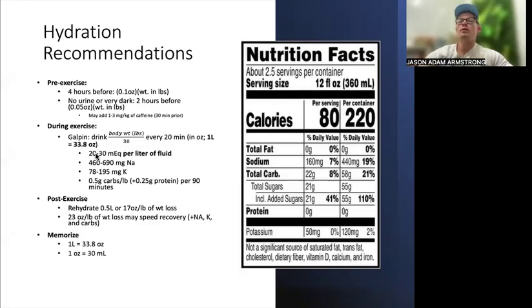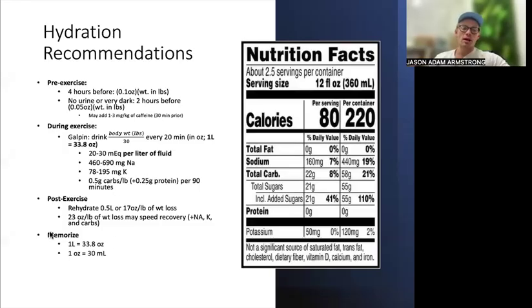So the recommended amounts of sodium, potassium are based on liters, okay? So 20 to 30 molar equivalents per liter of fluid. Now, what that means for sodium is 460 to 690 milligrams of sodium per liter of fluid, okay? 78 to 195 milligrams of potassium per liter of fluid. And then the carb recommendation is different. And again, you need to know this. So 0.5 grams of carbs per pound of body weight and half that amount of protein. And that's every 60 to 90 minutes. Okay.